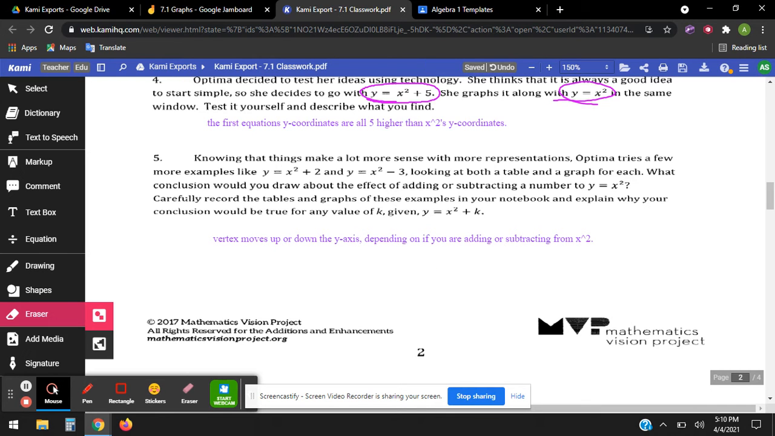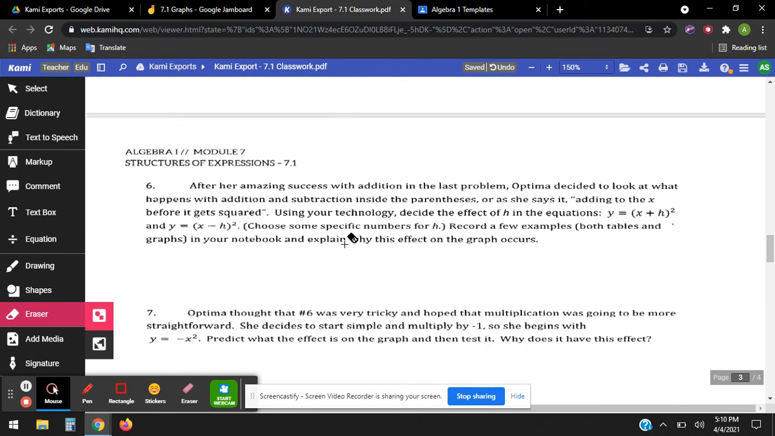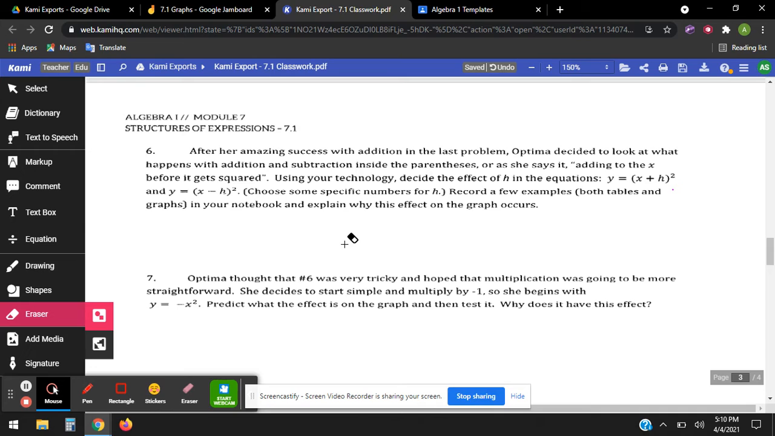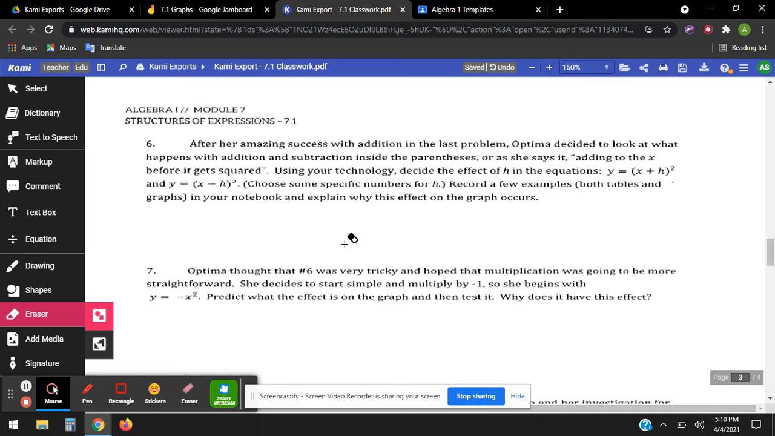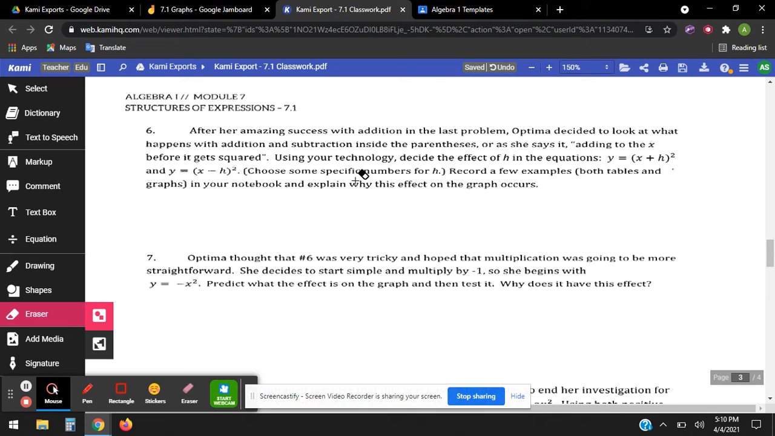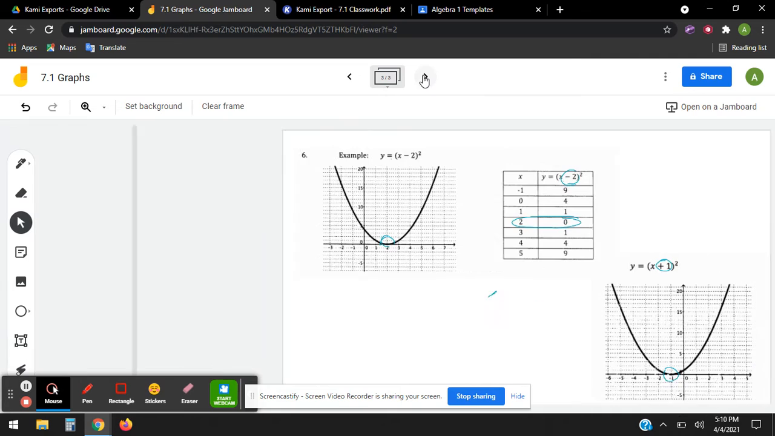All right, let's go ahead and scroll down. So number 6, after her amazing success with addition on the last problem, she decides to look at what happens when you do it inside the parentheses, so before it gets squared. So I'm going to go ahead and highlight that before it gets squared. So using the technology, decide if that plus h or minus h, so we'll pick some numbers to go in there and see what happens. So let me go ahead and show you what that looks like.